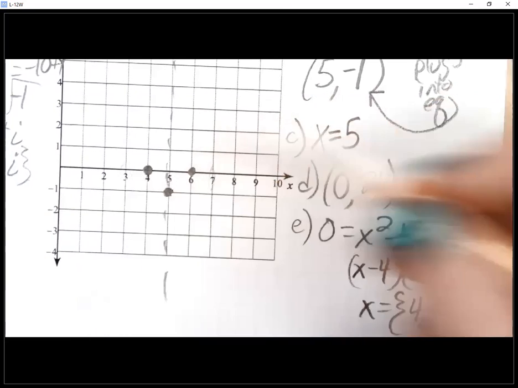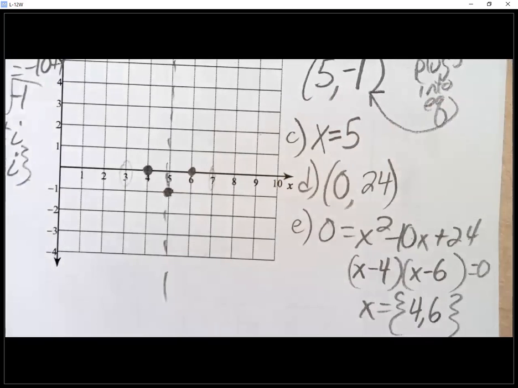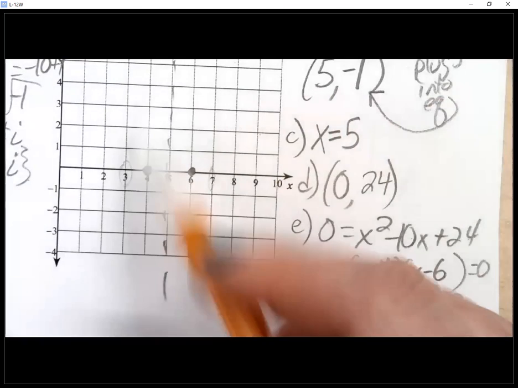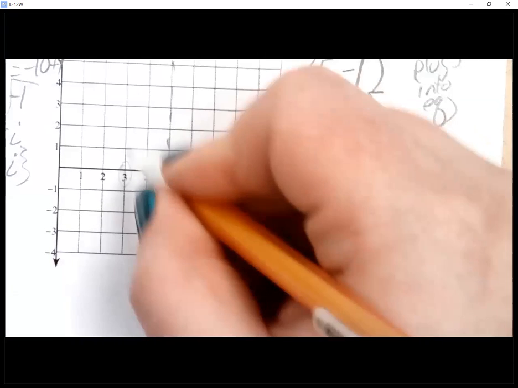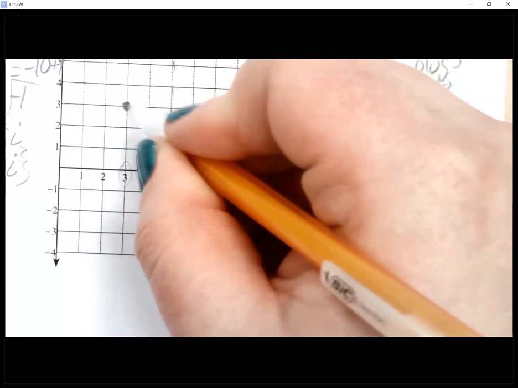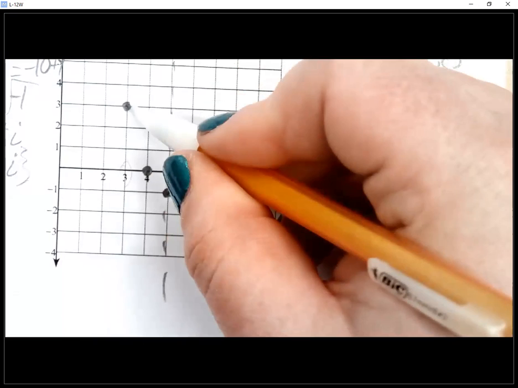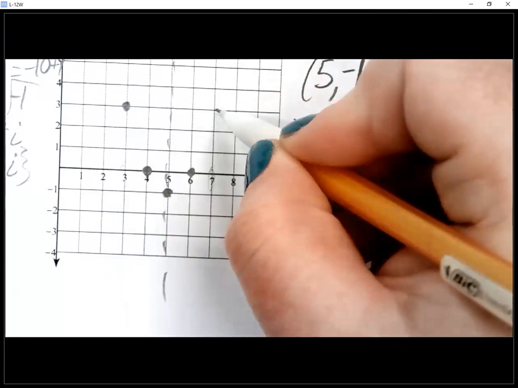I plug in 3, right? Because it's easier. So if you take 3 and plug it into the original, 9 minus 30 plus 24, what is that? I get 3. So when I plug in 3, I get out 3. So I got it here. I get to mirror it over here.